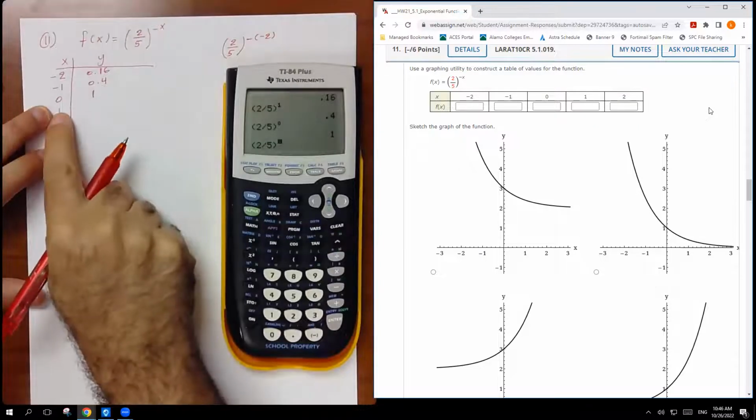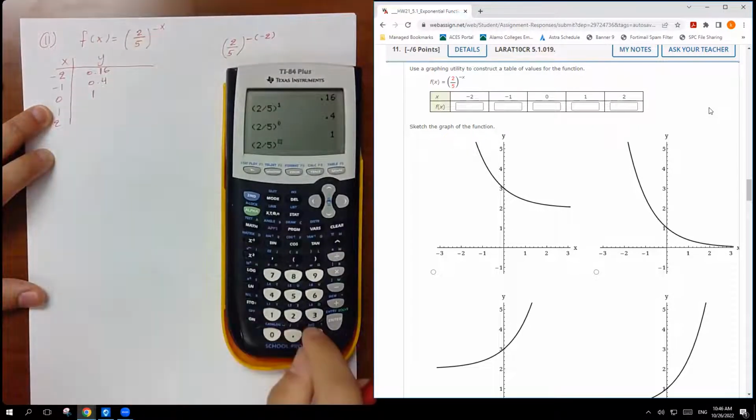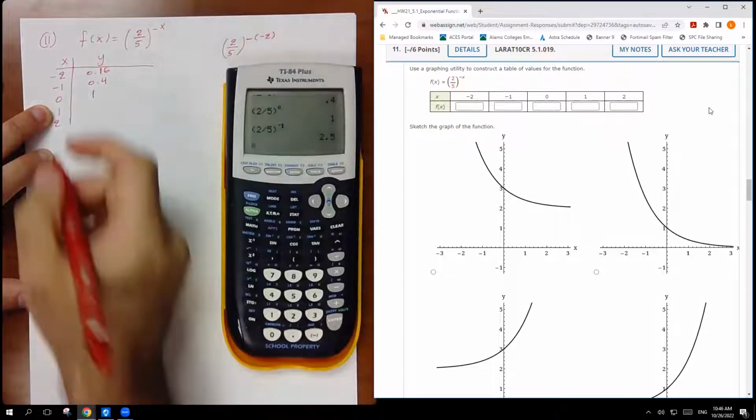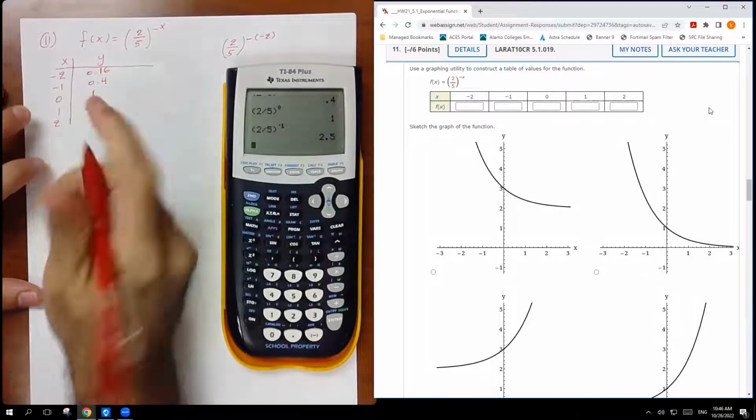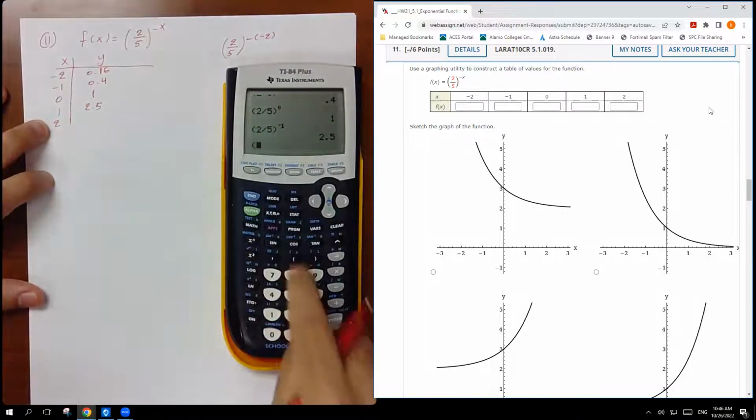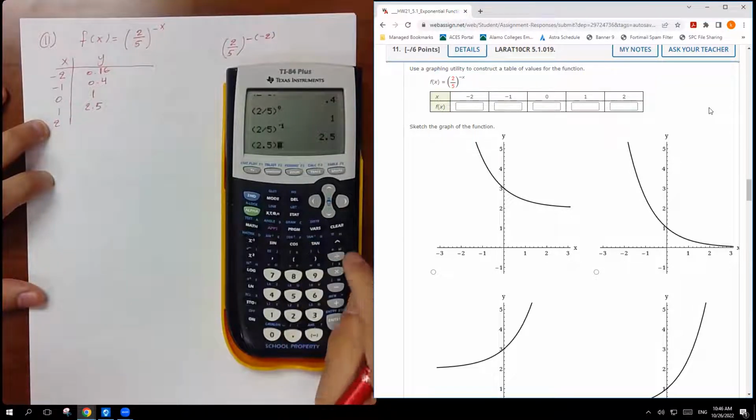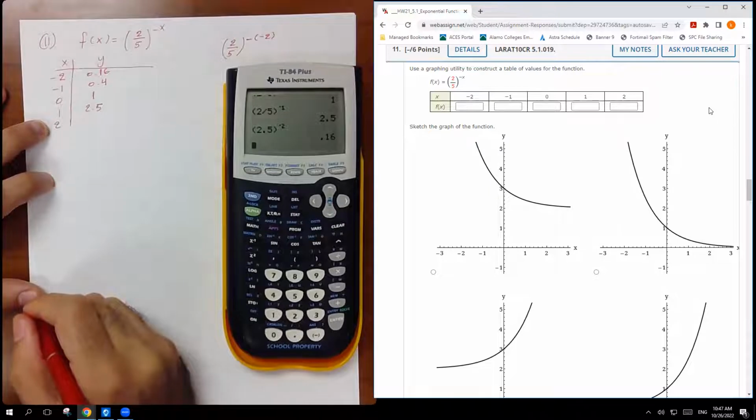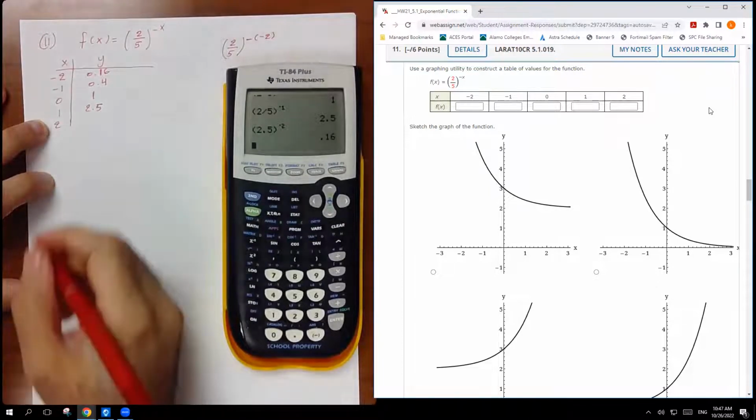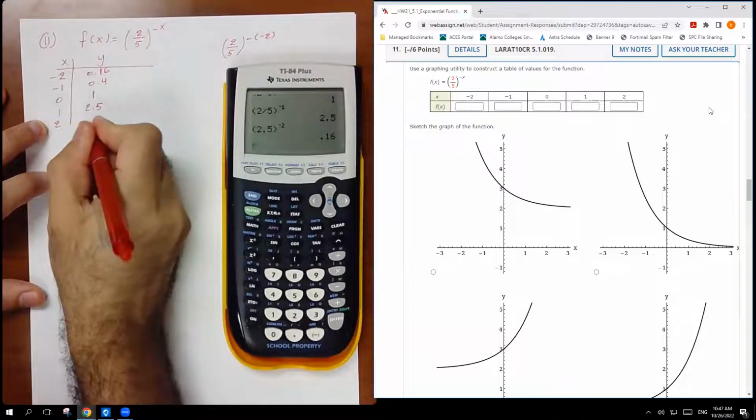Now 2 divided by 5 to the exponent, plug in the 1 here, is going to be -1. And the result is going to be 2.5. Now plug in 2, so 2.5 to the exponent -2 is going to be 0.16. Let's check.